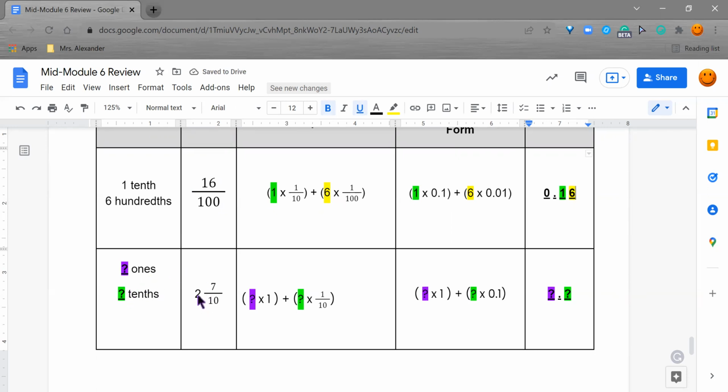So let's look. I get 2 and 7 tenths. So here I see that I have 2 ones, and here I have 7 tenths. And then the numbers don't change. I put my 2 here, and I put my 7 here, you guys. And right here, I do the exact same thing. I do 2, and I do 7. So right here, I'm going to do 2 and 0.7 because that is what our answer is.